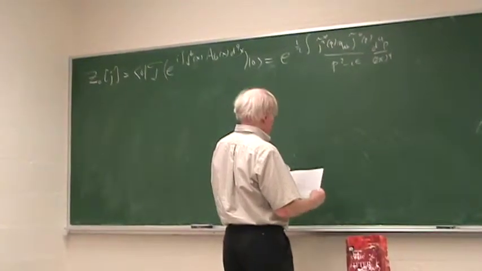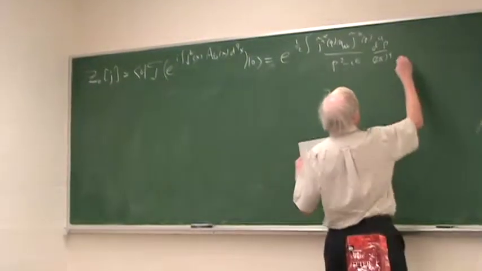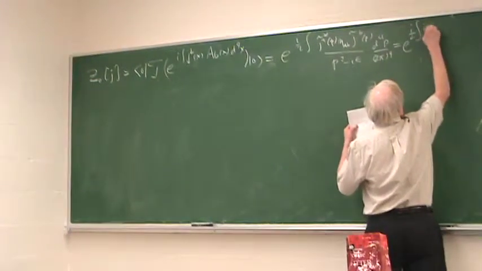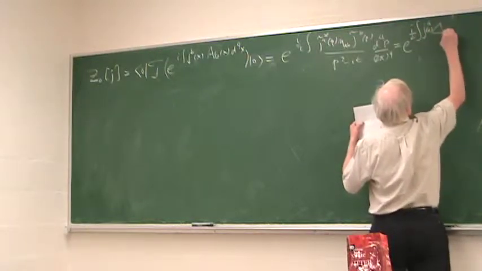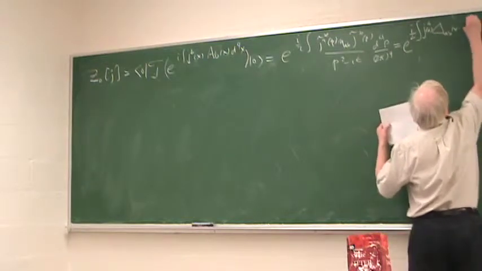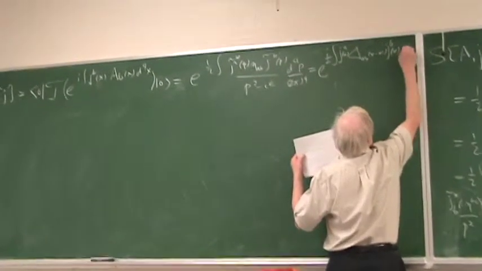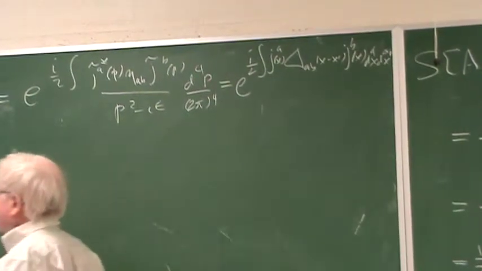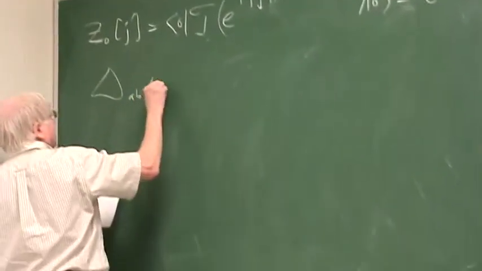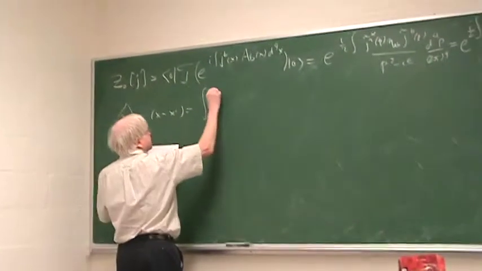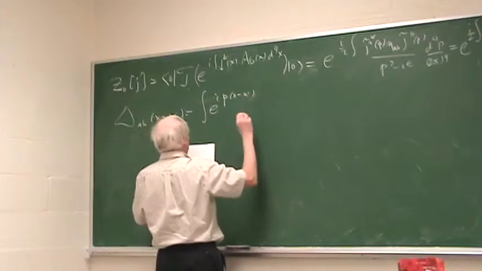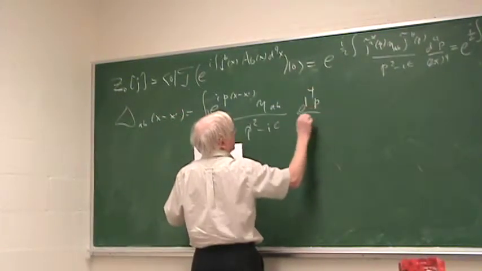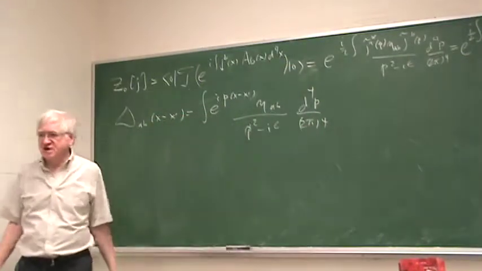All right. So the homework problem is to show that this is exactly the same thing as e to the i over 2 integral J A of x, big Delta AB of x minus x prime, J B of x prime d4x d4x prime, where Delta AB of x minus x prime is e to the i p (x minus x prime) A to AB of p squared minus i epsilon d4p over 2 pi to the fourth. So this is the Feynman propagator for photons.